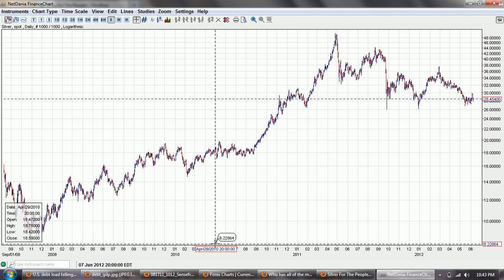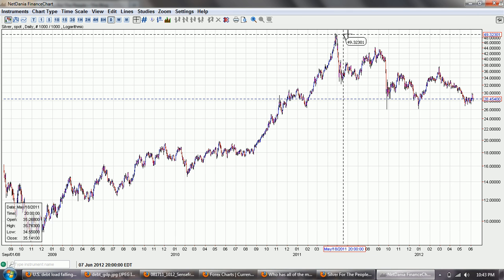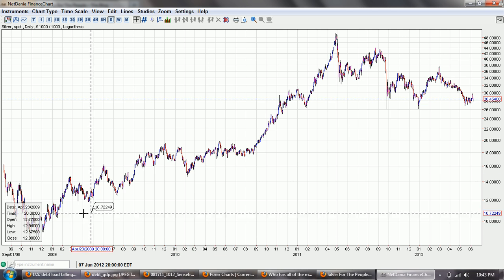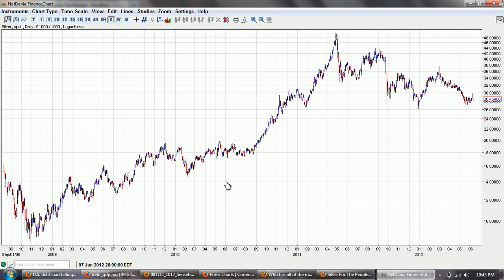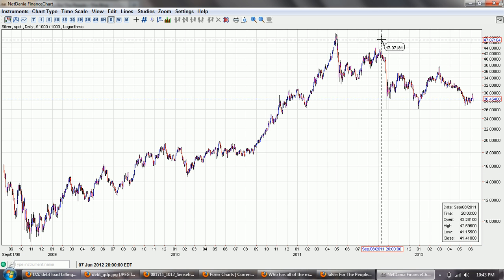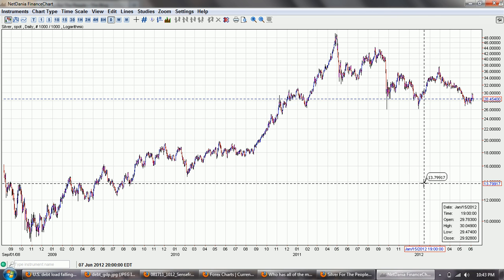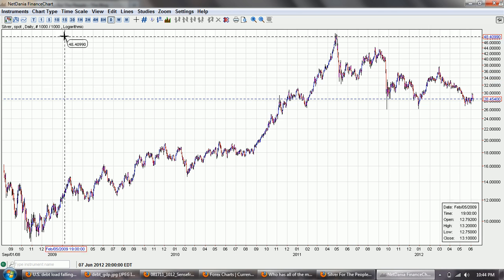You can see when you do it that way, we get much more compression. I can't draw the lines because it doesn't allow me to draw lines on a logarithmic scale. But if I did draw the lines, they would be quite similar to the ones that we've already drawn, except the market would appear to be a bit stronger based on this scale.